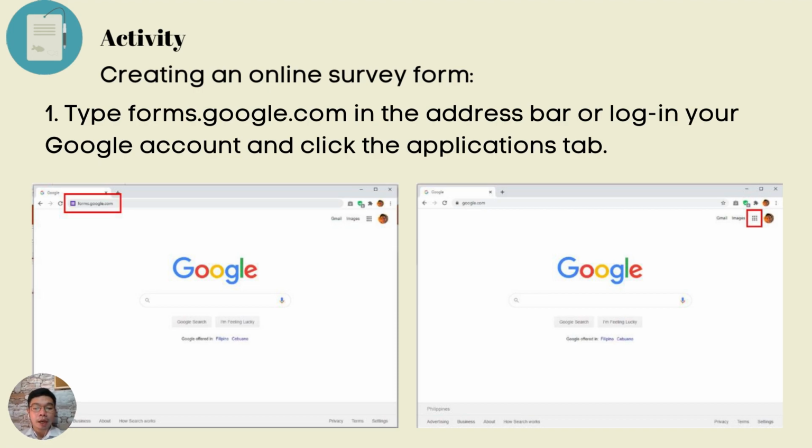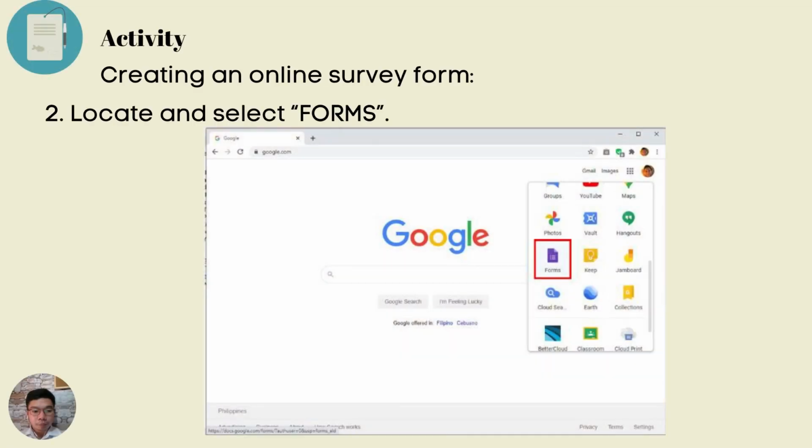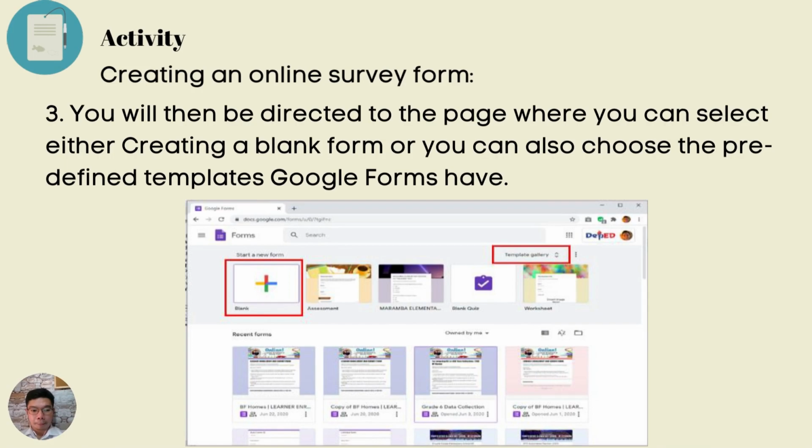Or log in your Google account and click the Applications tab. Yan, dun sa right side. Yan, just click the Applications tab, yung waffle icon. It is also known as the waffle icon. Then the next one, locate and select Forms. Kung nakilik niyo yung waffle icon or Applications tab, hanapin niyo lang yung purple na parang Forms. Ayan, yan mismo yung Forms na yan. Yan yung icon ng Google Forms.